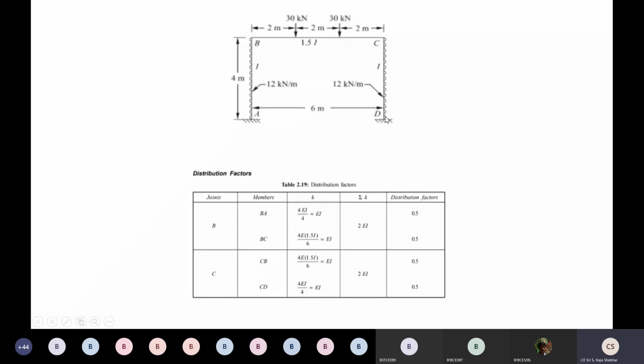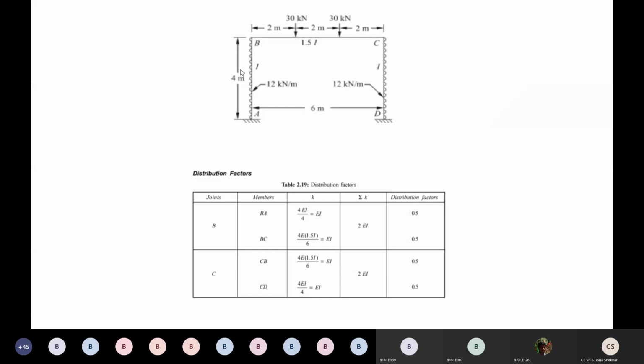If anyone asks to calculate the distribution factor for joint A and joint D, you can simply write that the distribution factor for member AB and member DC is 1. You can say simply like this.